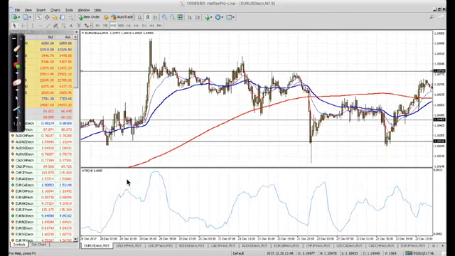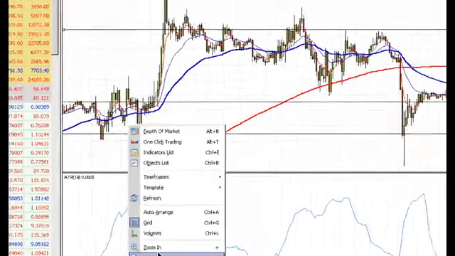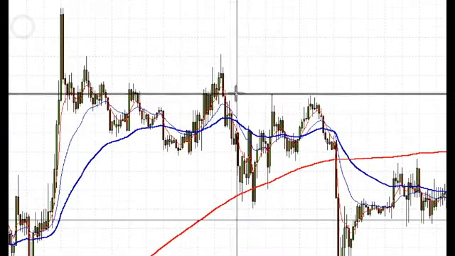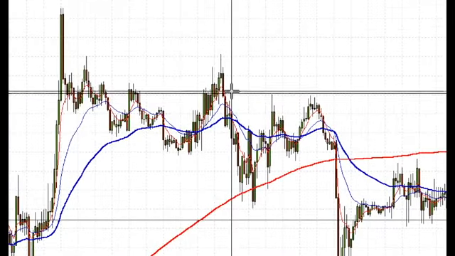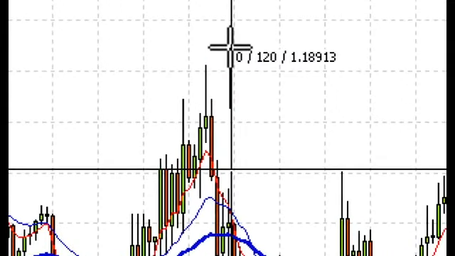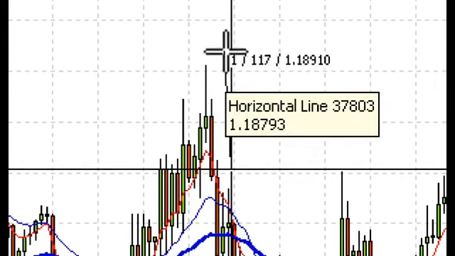So let me get rid of this. Let me just delete that. So if you take a look, from here to here, if I click and I drag, there you go. Can you see 12 pips? By the way, you see 120, right? That's 12 pips. This is 10 pips. So ignore the last digit. So when you see 118, it means 11 pips.